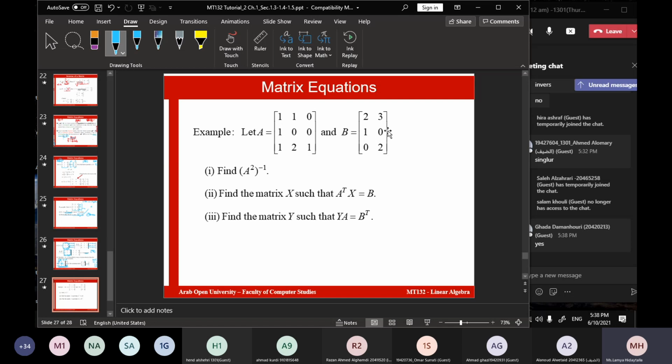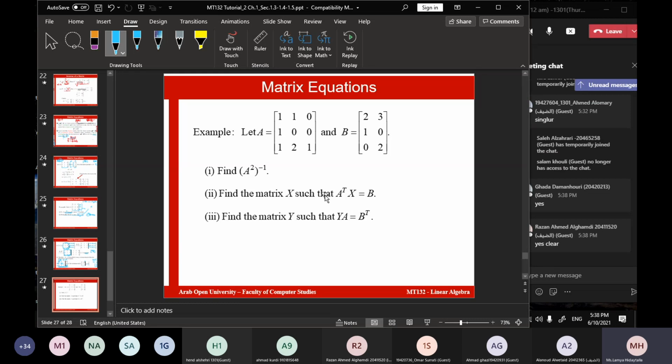Let A be this matrix and B be this matrix. Find A squared inverse. So I will start by reading the question to know which method to take. Find the matrix X such that A transpose times X equals B. It's clear I need the A inverse first, because I can use it here, and I can also use it here because I have some rules. So the first thing that comes to my mind is that I need the A inverse. If it exists, it can help me a lot. So I try to find the A inverse.